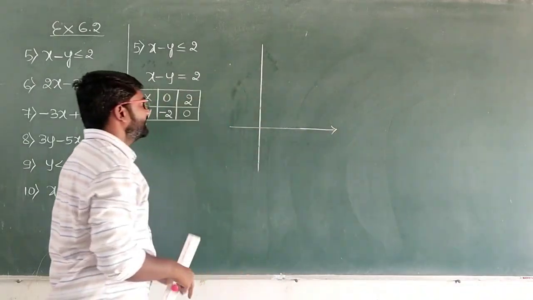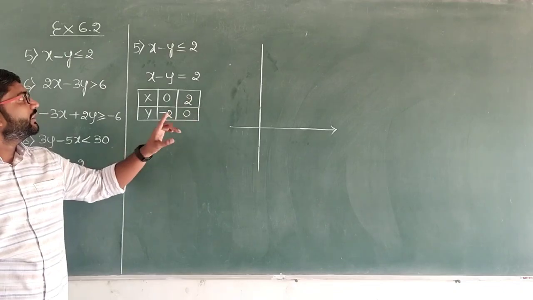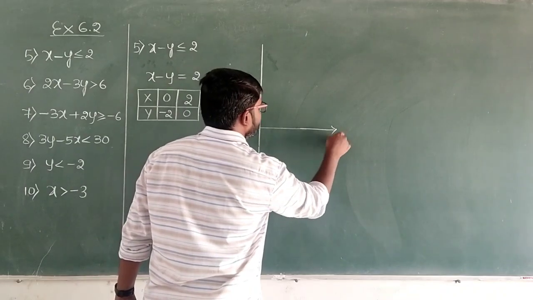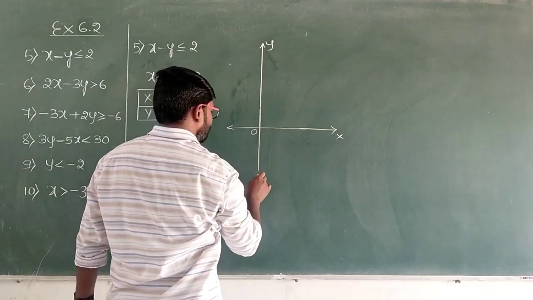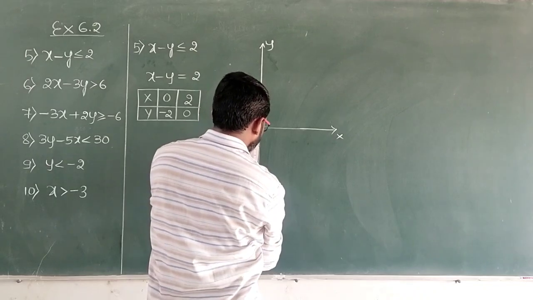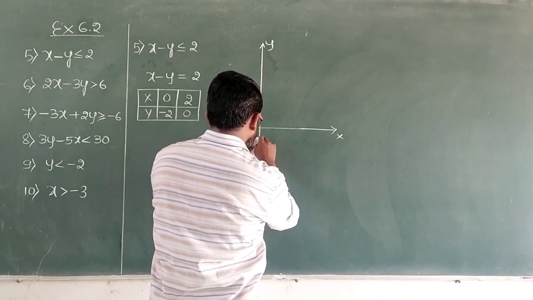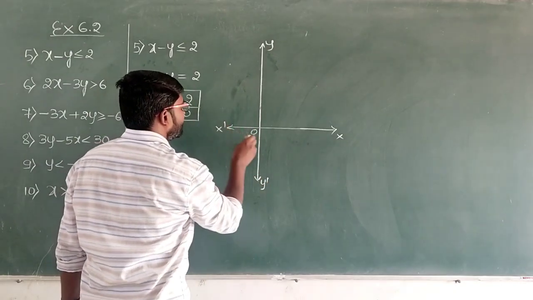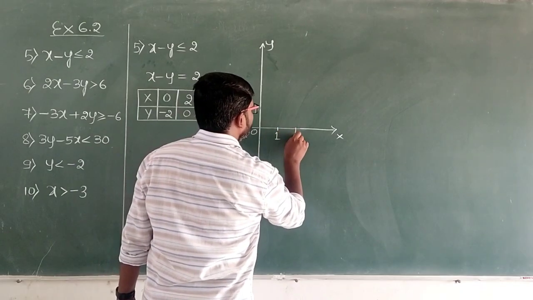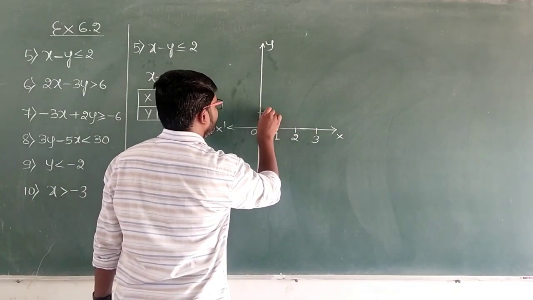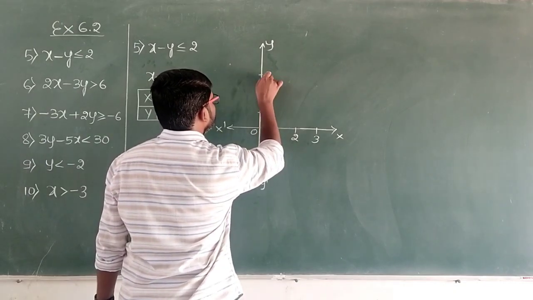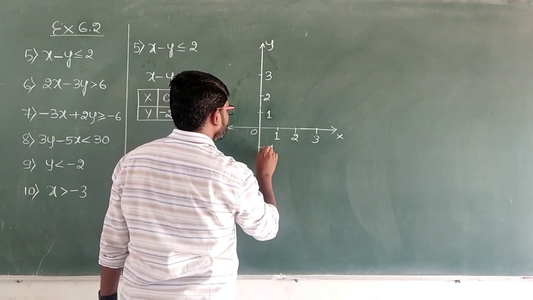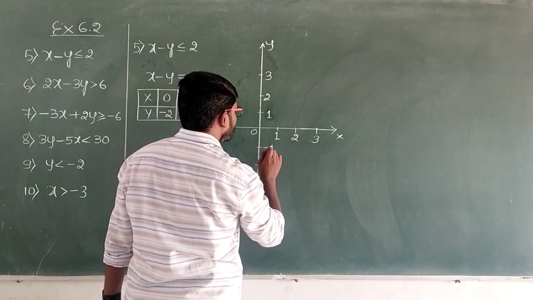Since we have the smaller values here, the maximum value of x is 2 and the maximum value of y is 0. So we will take a few values. This is x axis and this is y dash. We will extend a little bit. So this is our y dash and this is x dash. This is 1, 2, 3. These values are enough. 1, 2, 3. And then this is minus 1. This is minus 2. Minus 1, minus 2.